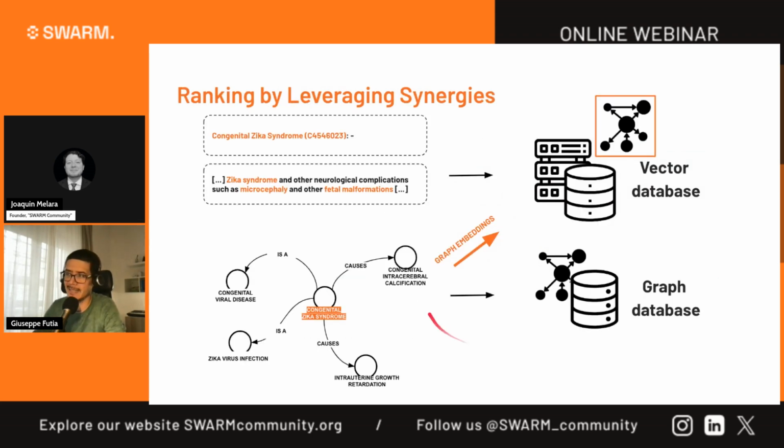And as you can see here, we can expand again our vector database, including information coming from the context, right? And this context is particularly interesting because the word microcephaly can be used to detect further nodes that are not at one hop of distance from congenital syndrome, that can enrich our context to get better results.